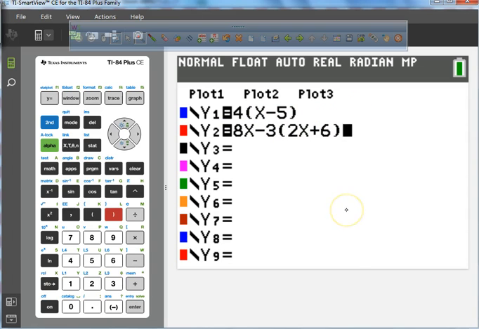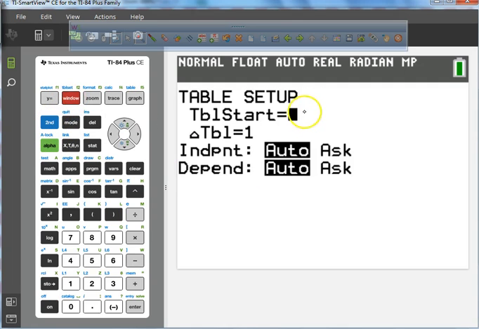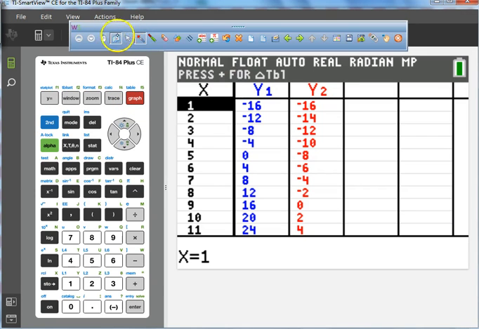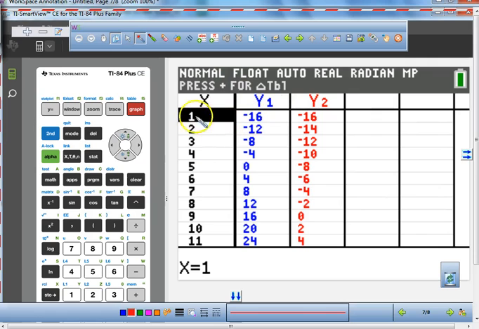Now, what did we find our answer to be? 1, right? X equals 1. So here's what you do. Hit the second window button. We're going to start our table at the number 1. And then we're going to hit second graph, which brings us to the table. Now, how do we know that number 1 is indeed the correct answer? Because they match. If they match, it's the answer.